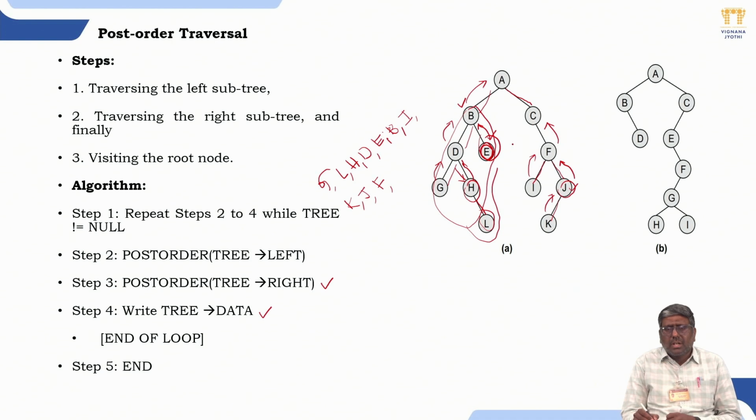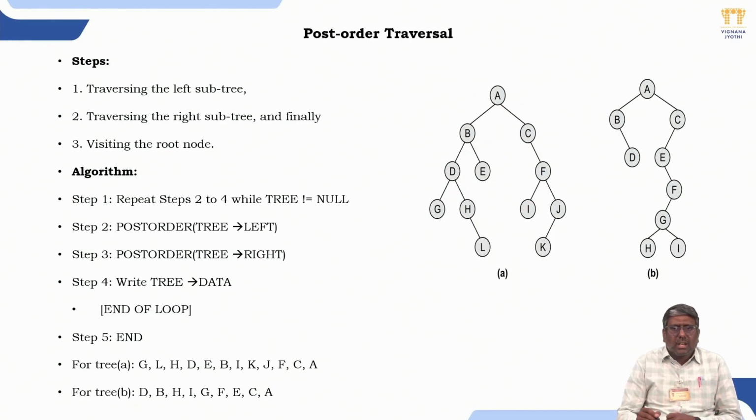C has no left child, and C has a right subtree, and those right subtree elements are already visited. Then visit that C. Then after that go back to the parent of C, which is nothing but A. Now A's left subtree elements and the right subtree elements are visited. Then visit this A. Now this type of visiting is called a post-order traversal. So here the post-order traversal for the tree is like this.